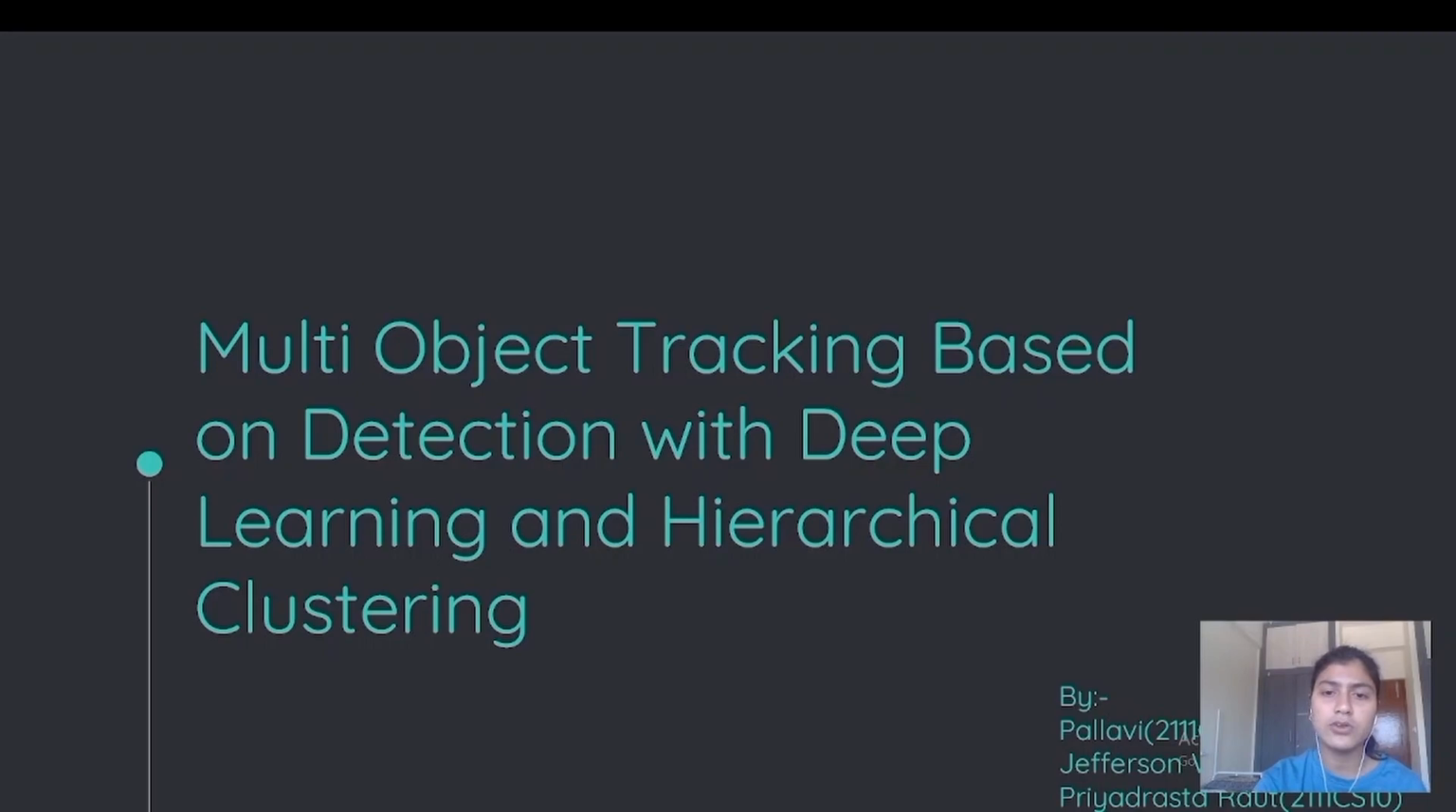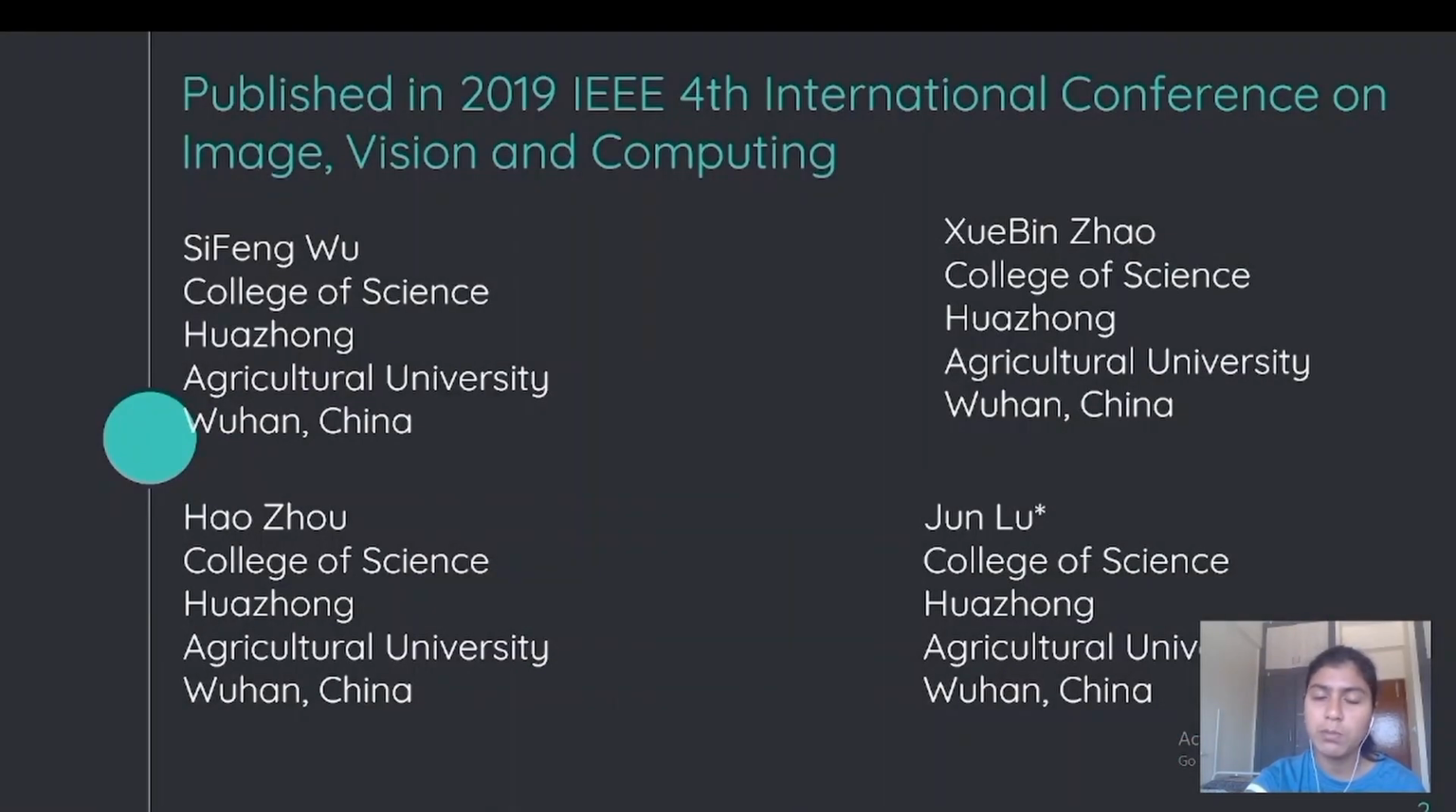Hello everyone. The topic of presentation is multi-object tracking based on detection with deep learning and hierarchical clustering, which was published in the 2019 IEEE 4th International Conference on Image, Vision and Computing, and was written by 4 students of the College of Science, Huazhong Agricultural University, Wuhan, China.